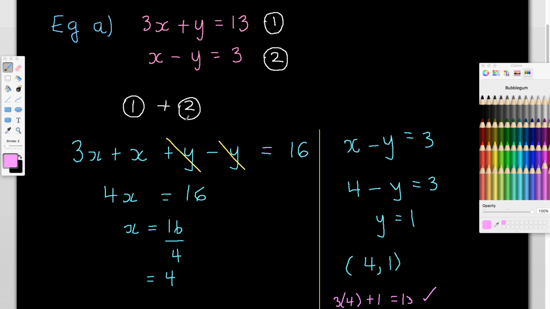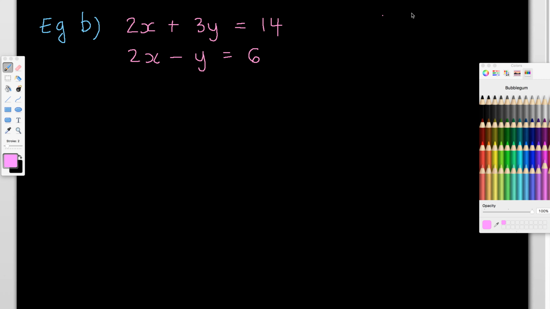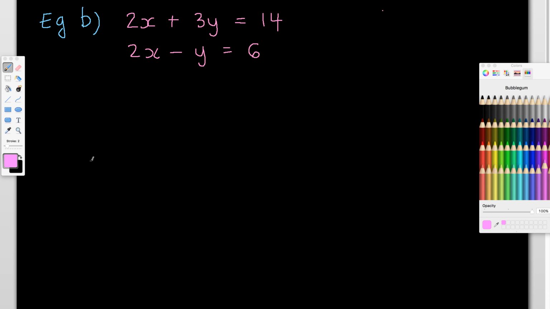I will show you some other ones. So this one we added the equations together. I want to show you where it would be necessary to perhaps subtract one from another. Here's an example here. You'll notice we don't have the same thing as before. We don't have one pronumeral that was positive and then one with the same coefficient that was negative, which is why I could add the others together.